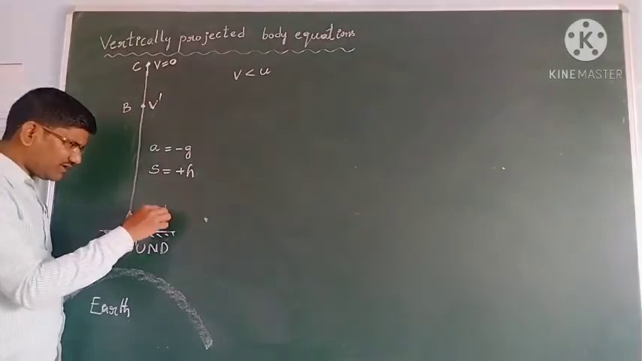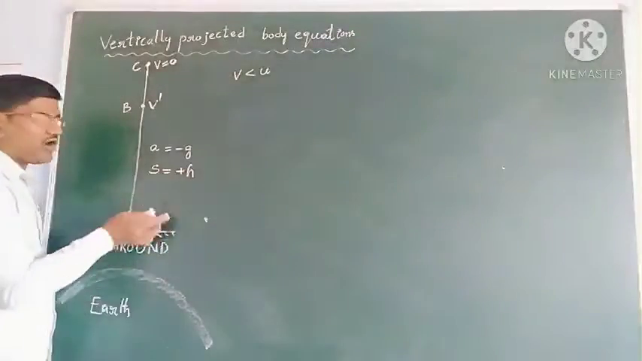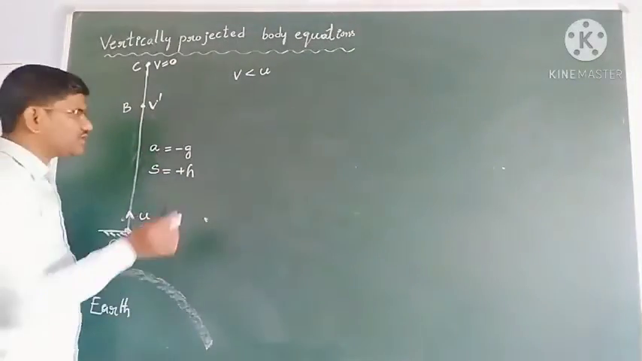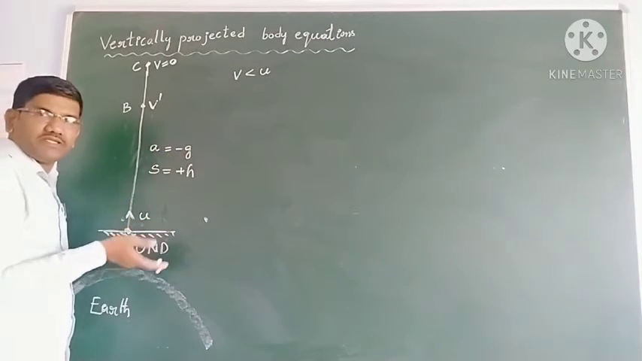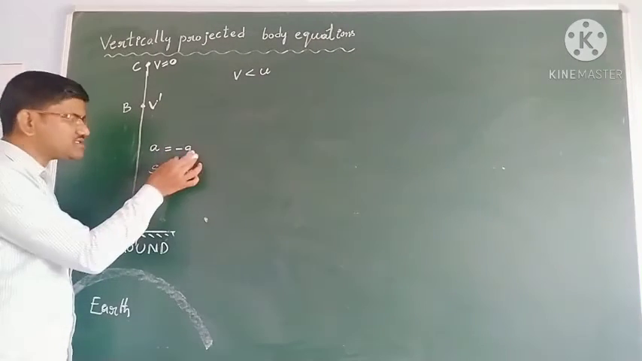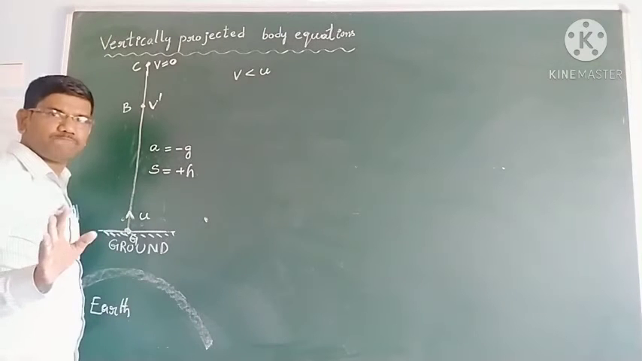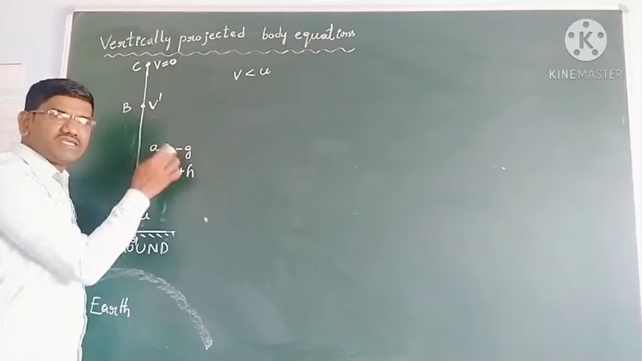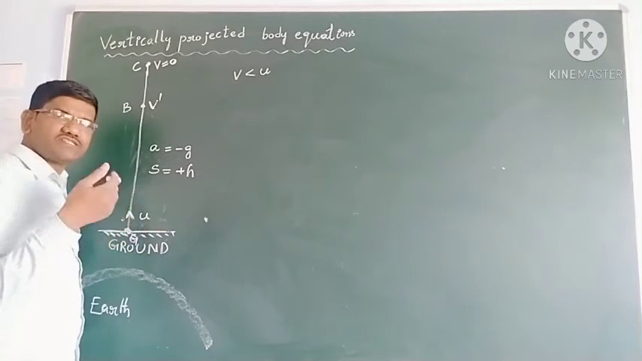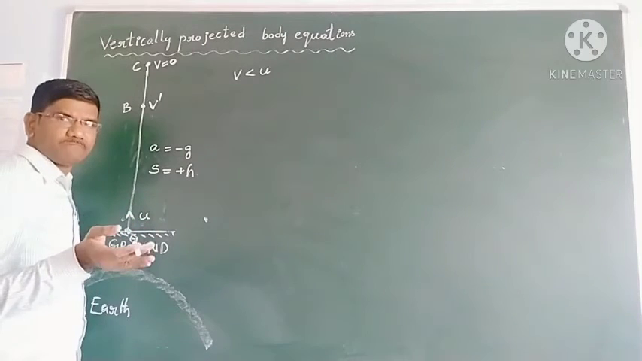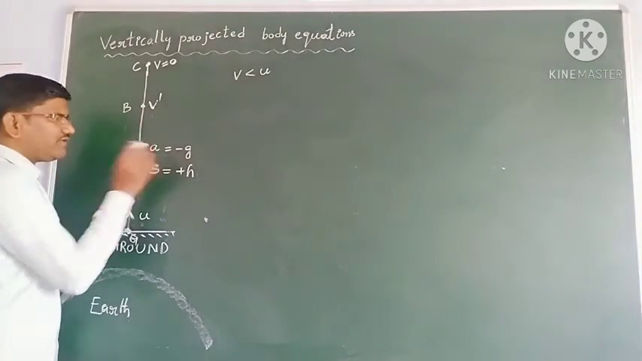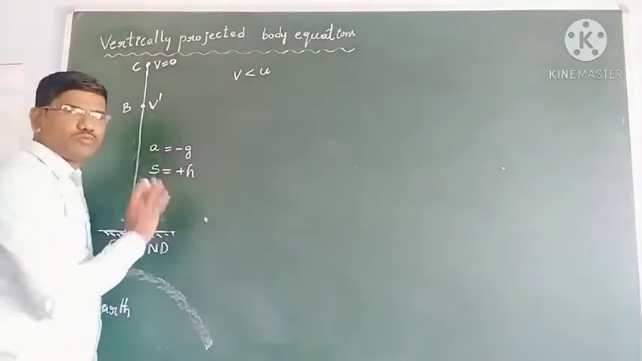Acceleration due to gravity is in the downward direction. The object is moving in the upward direction. That's why it is minus g. Whether the object moves upward or downward, g direction is always downward only. If the speed is decreasing, it is called minus g. If the speed is increasing, it is called plus g. Okay, students, so a value is minus g, s value is equal to plus h.